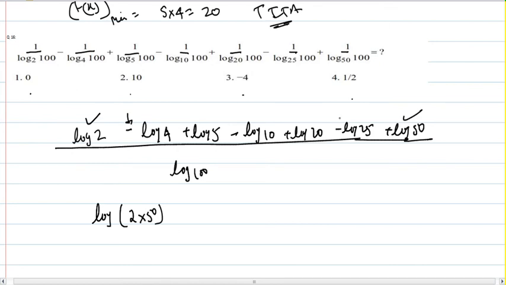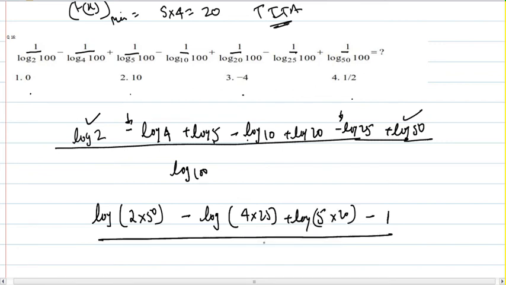This minus sign here and minus sign here I can write common. I will get log of 4 into 25. This 10 I am keeping as it is, that is log 10 is 1. 5 and 20 will again give me log of 5 into 20 divided by log of 100. What is log of 100? Log of 100 is 2.